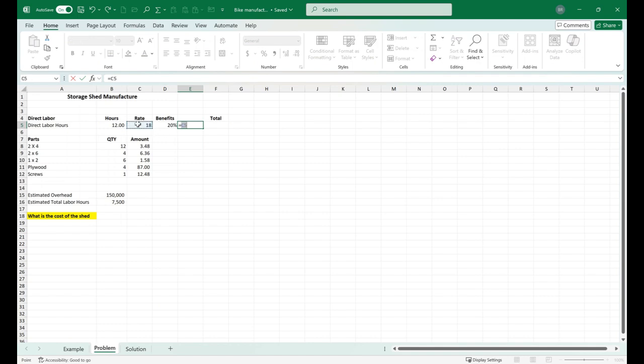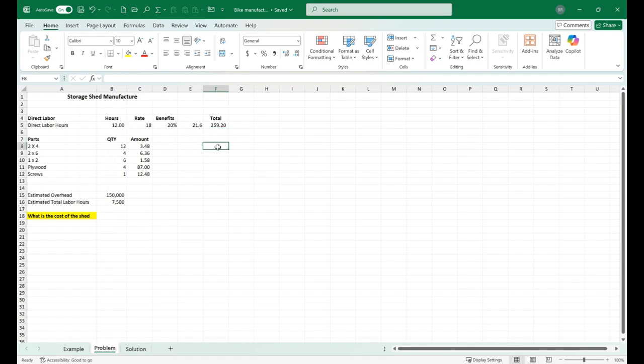I'm going to figure out the hourly rate, which is going to be 18 plus 18 times 0.2. You can see 20% of $18 is $3.60. Add that to $18 and you get $21.60, and that's the fully loaded rate. We multiply that by the number of hours, and that gives us $259.20.